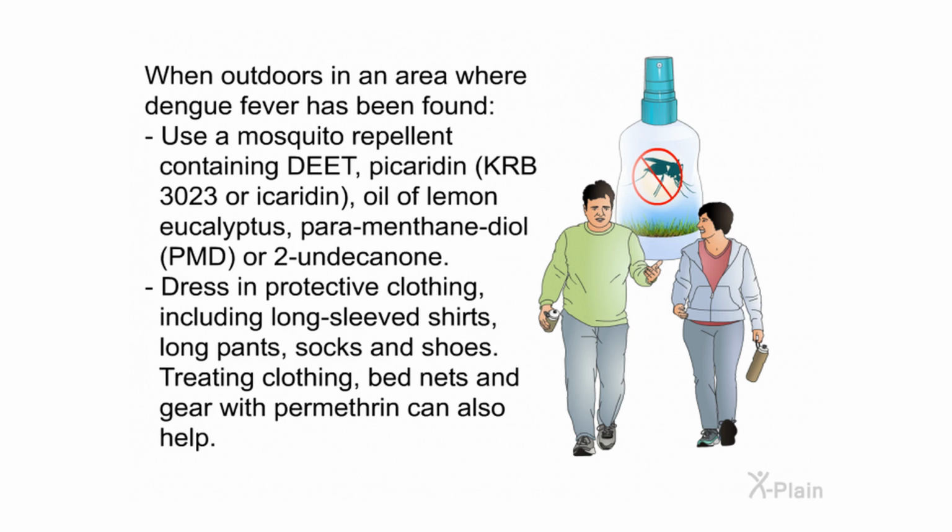When outdoors in an area where dengue fever has been found, use a mosquito repellent containing DEET, picaridin, KRB 3023 or icaridin, oil of lemon eucalyptus, paramethane diol, PMD, or 2-undecanone. Dress in protective clothing, including long-sleeved shirts, long pants, socks, and shoes. Treating clothing, bed nets, and gear with permethrin can also help.